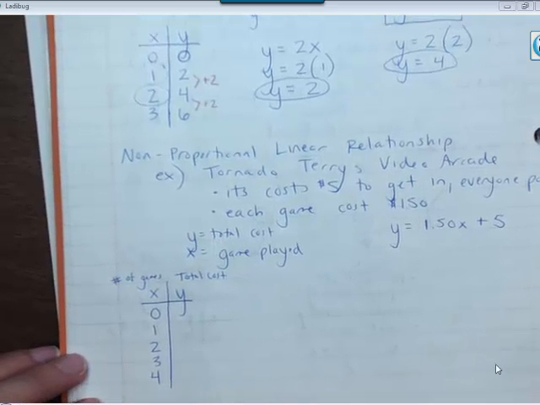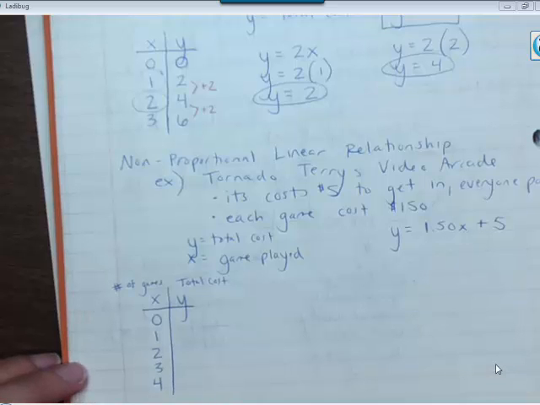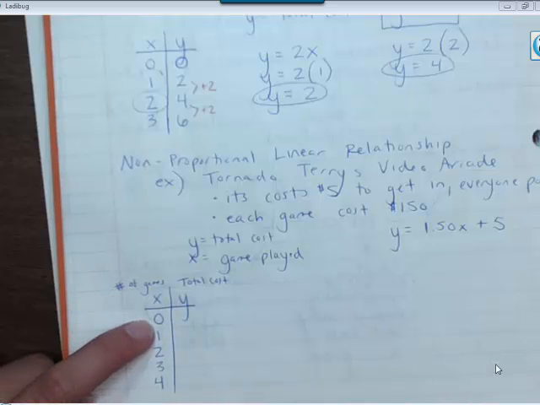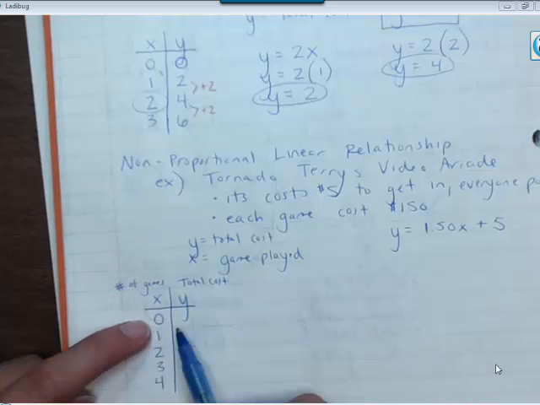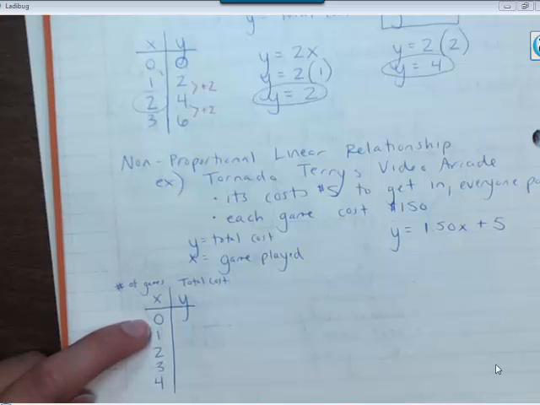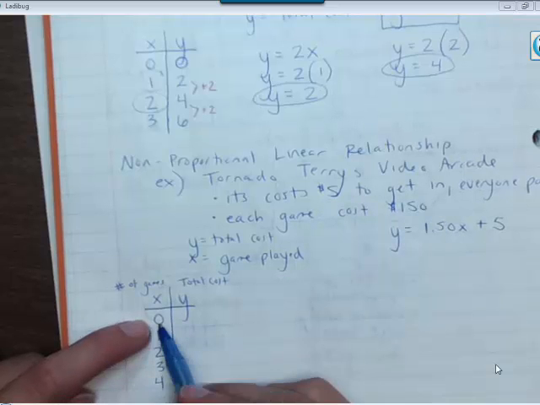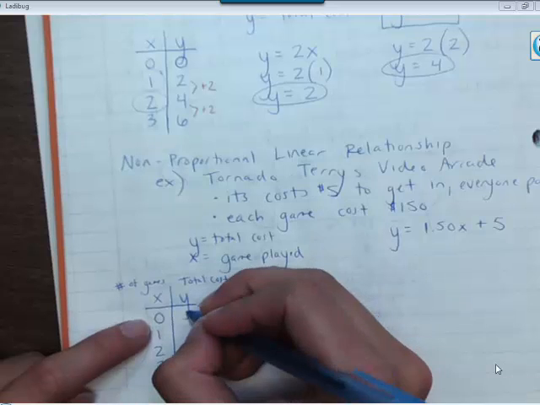Okay, so now, looking at my equation, remember when X is 0, this is saying that the number of games, if I play 0 games, what is going to be the cost that I have to pay? Is it 0? No, remember, you have to pay $5 to get in. So even if I don't play any games, I still have to pay that $5. And I can figure that out by plugging in my equation.